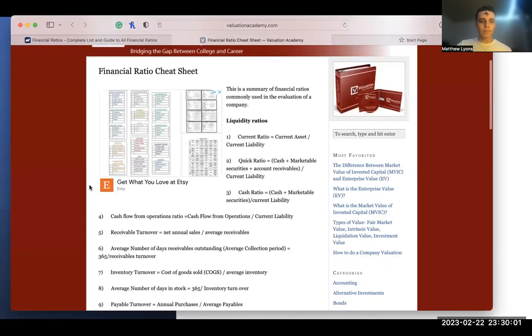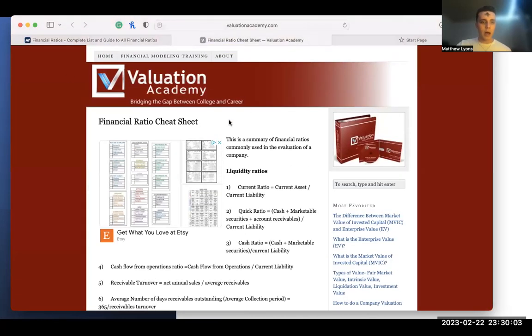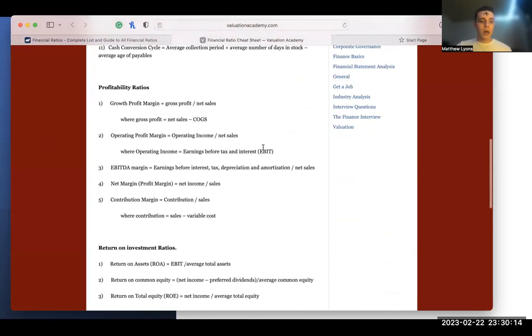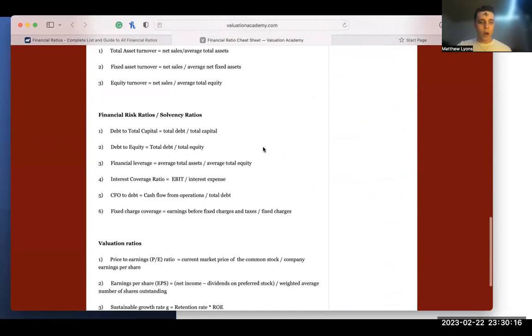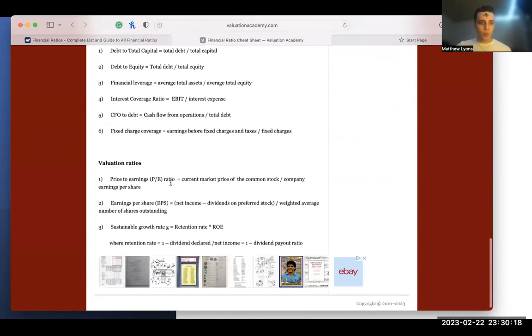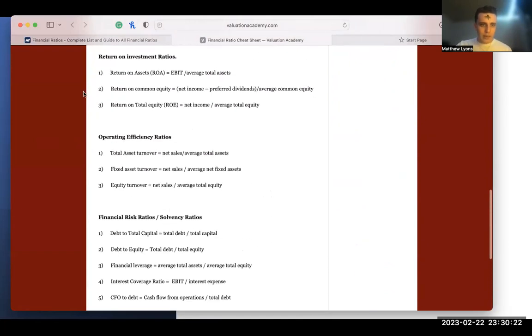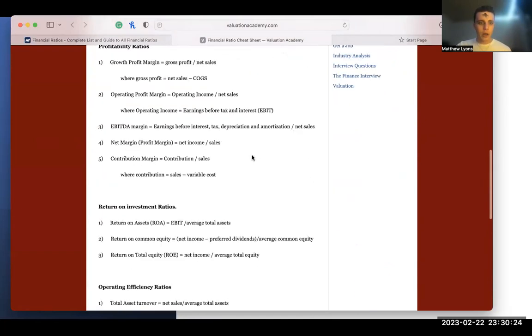Now the other website my professor showed us, here's a financial ratio cheat sheet, and this is from valuationacademy.com. This one gives you a lot more ratios, and I believe they might even give you more categories as well. Maybe not, just more ratios. And there's a lot of information here.